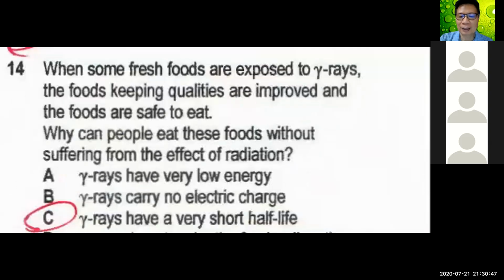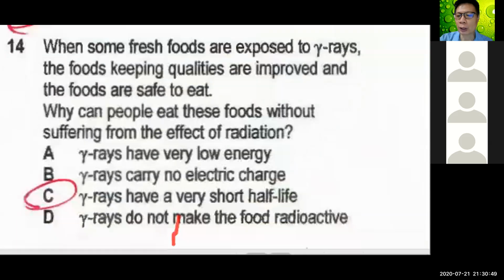Because gamma has a very short half-life. Yes, short half-life. So it won't stay in the food for so long.